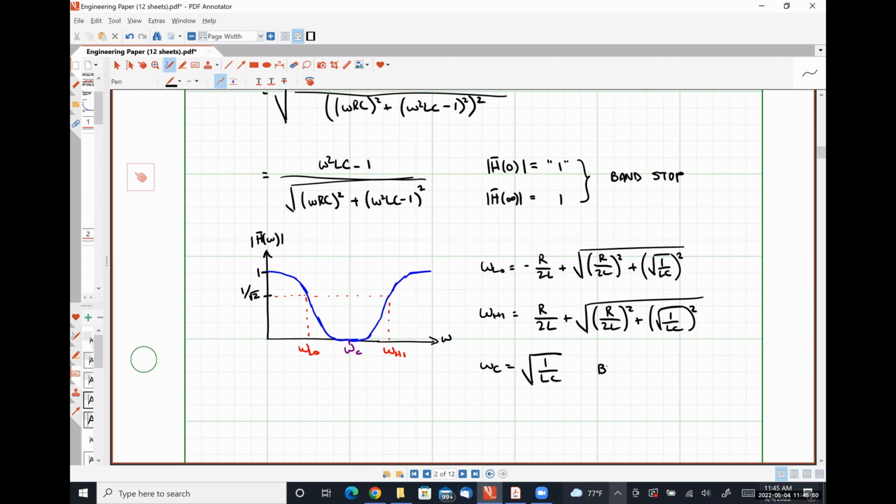And our bandwidth, and I'm putting this in quotation marks because this actually represents the range of frequencies that we attenuate as opposed to the range of frequencies that we pass in our bandstop filter, is still going to come out to be exactly R over L. This is the width of the notch as opposed to the width of the passband in this case.